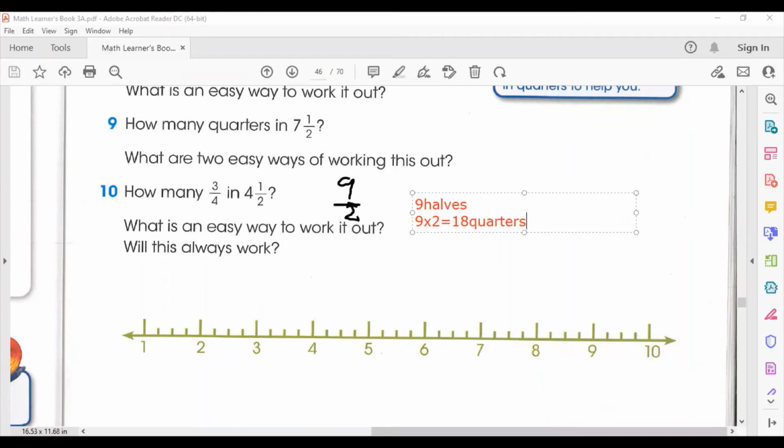Now we want 3 by 4. So now we know there are 18 quarters in 4 1 by 2. But we don't want quarters, we want 3 by 4 parts. So just divide 18 by 3. Why are we dividing by 3? Because we want 3 by 4, not 1 by 4. So 18 divided by 3 is 6. So how many 3 by 4? There are 6 3 by 4 in 4 1 by 2.